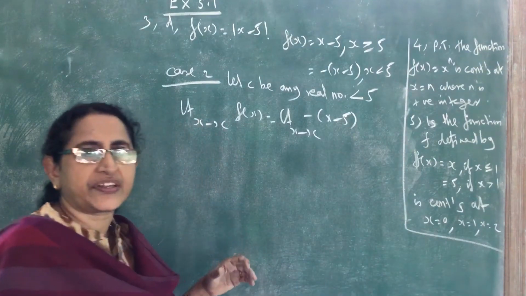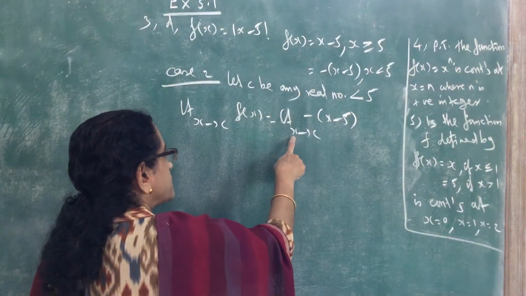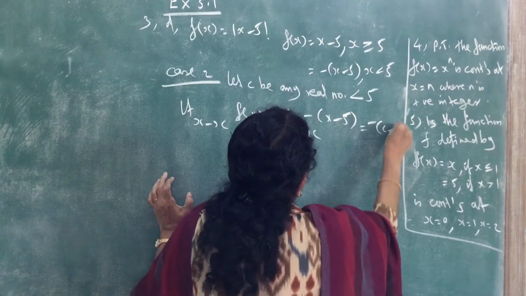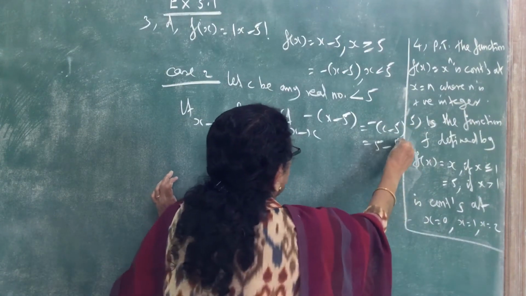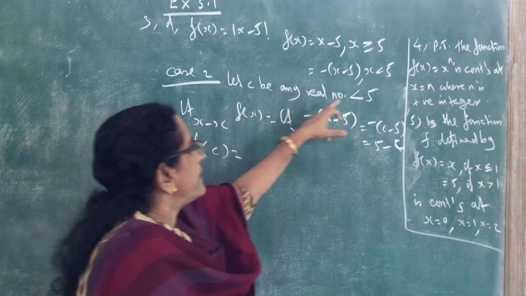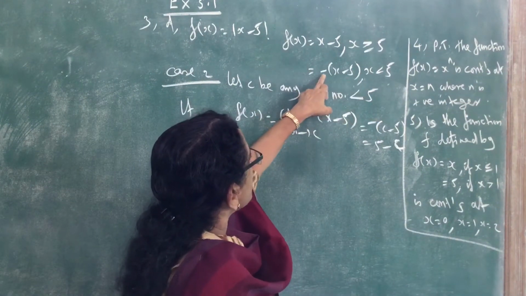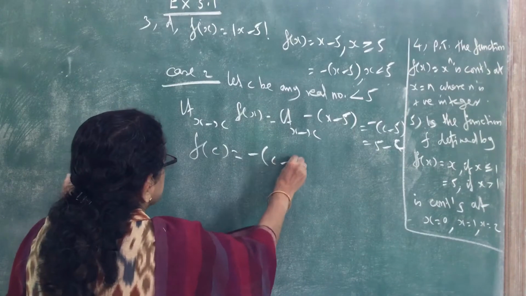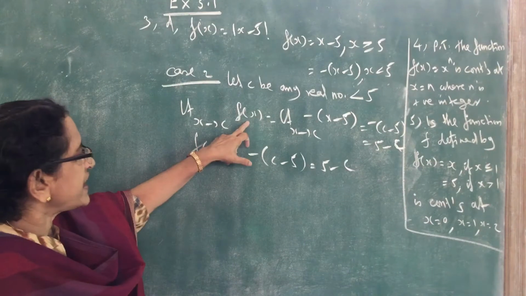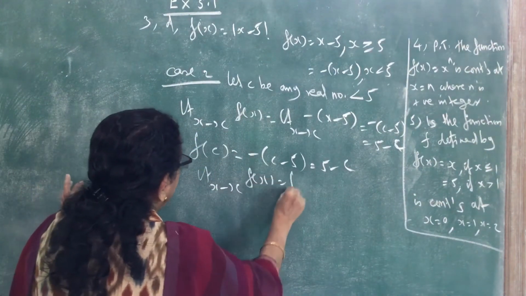Now we have to apply the limit. To apply the limit, we substitute x equal to c. x tends to c, so in the place of x, we substitute c. So that is equal to minus of c minus 5, which is the same as 5 minus c. Now what is f of c? Remember c is a number less than 5. When c is a number less than 5, what is f of c? Minus of c minus 5, that is 5 minus c. So we get limit x tends to c, f of x equal to f of c.